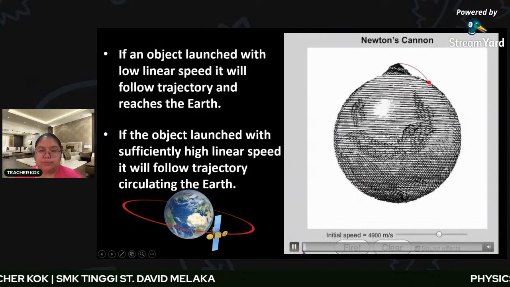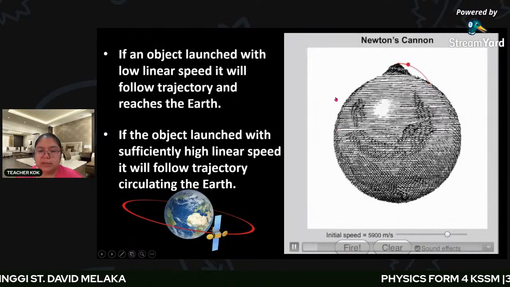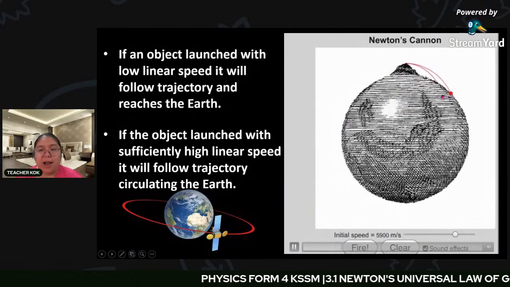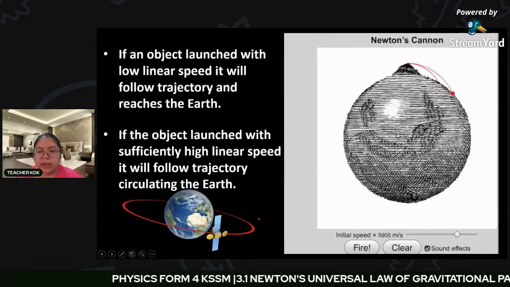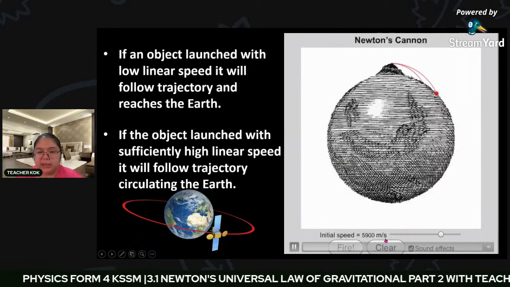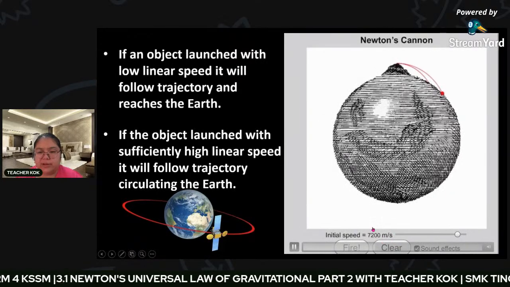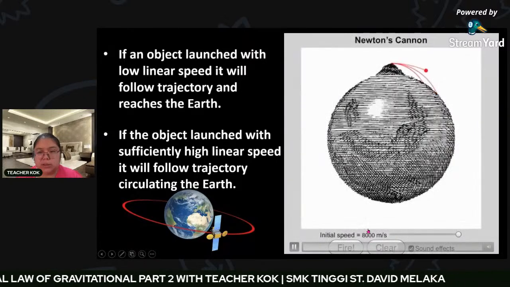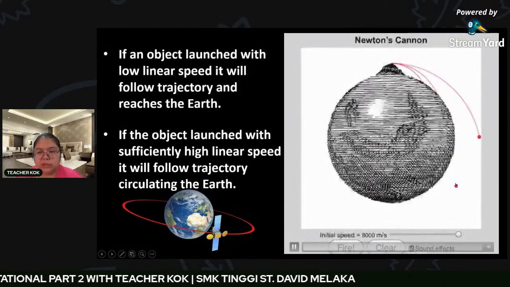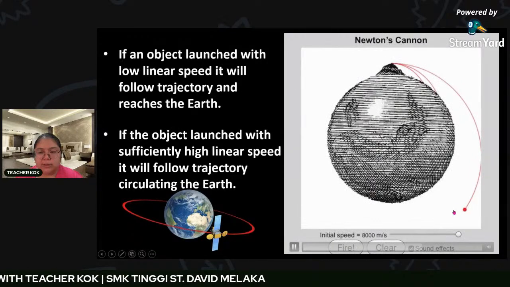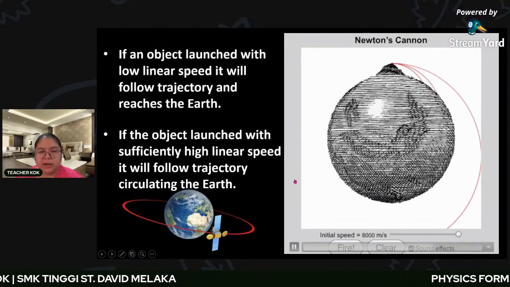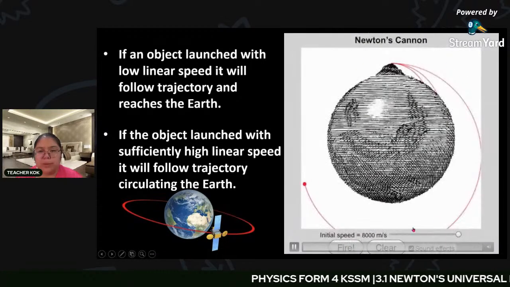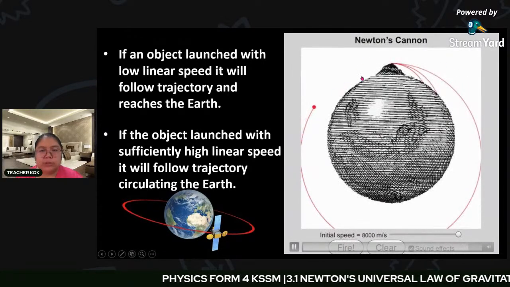The first one, you can see they are using a small one. The speed is not high enough. Then they try using a higher speed, 7,200 up to 8,000. They are going to jump. So you find the speed is big enough, and finally they keep orbiting. They only keep orbiting and never reach the Earth.